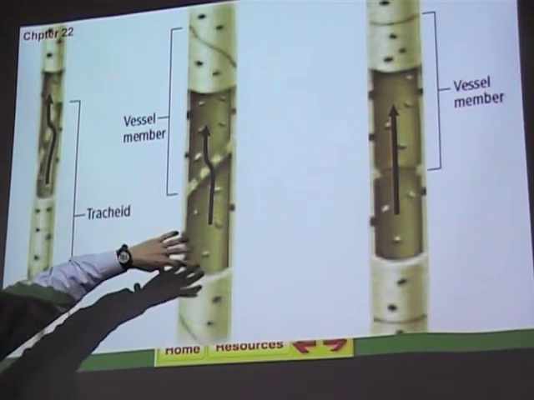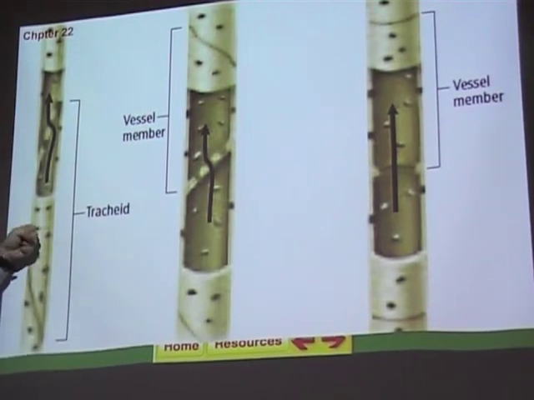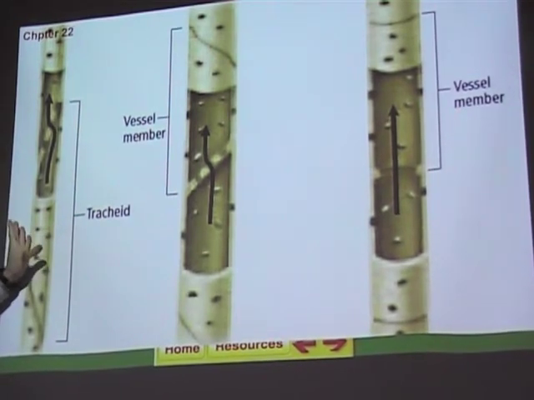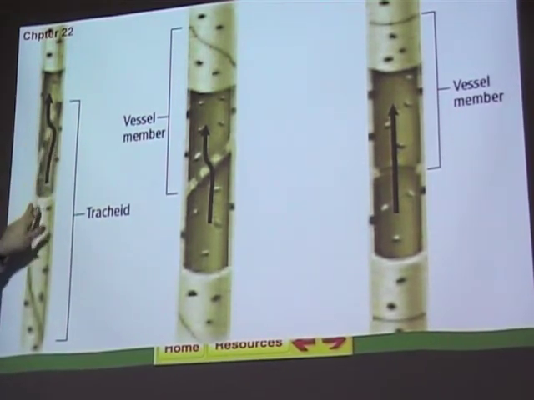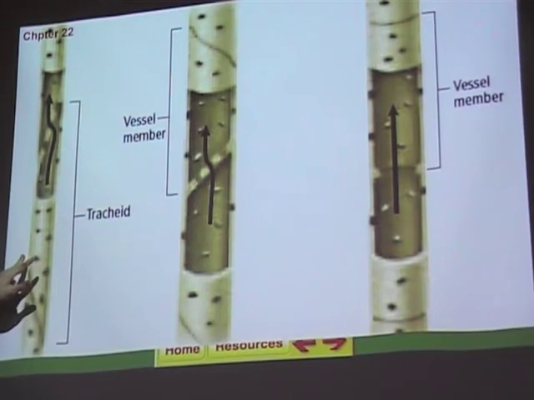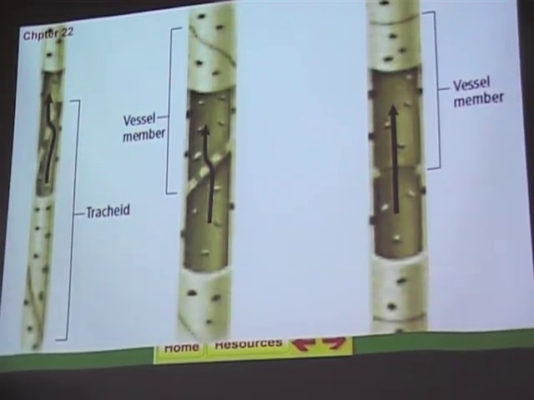So the thick tubes are called vessel members. There are thinner tubes called tracheids, and this doesn't show it very well, but they're shaped sort of like carrots. They're tapered on the ends. So if I were to draw one, a tracheid would look like this. And it's got little holes right here.